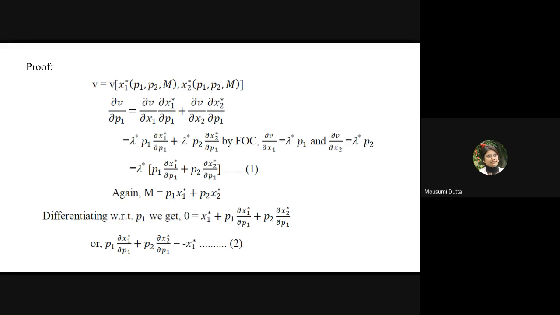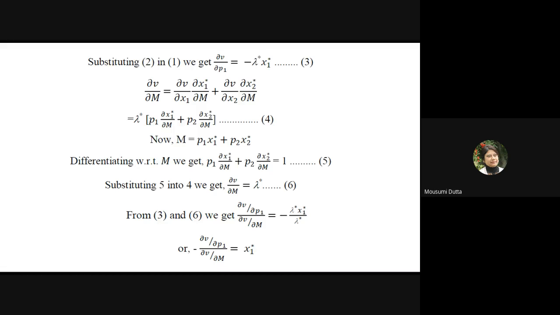So this is equation number 2. What I can do is replace this part in equation number 1, that is P1 del x1 star by del P1 plus P2 del x2 star by del P1, by this minus x1 star. So what we are getting: del V by del P1 is equal to minus lambda star x1 star. Up to this, we could derive this one, minus lambda star x1 star. We are calling this equation number 3.